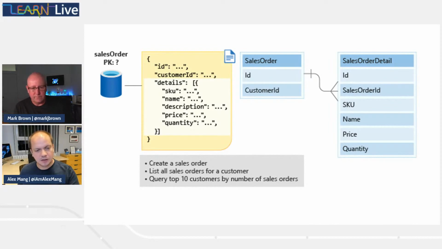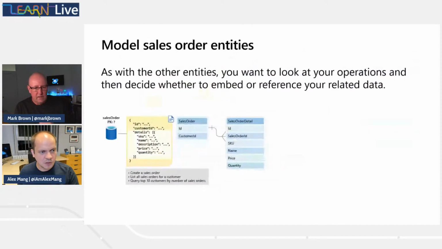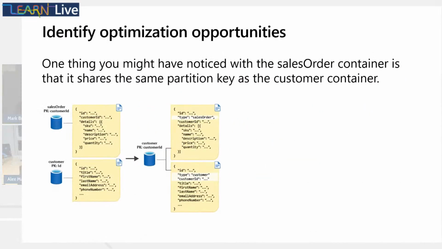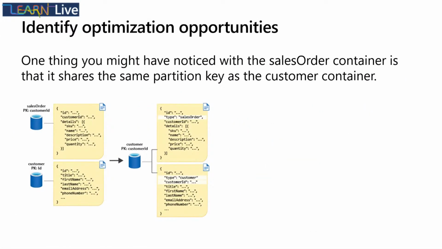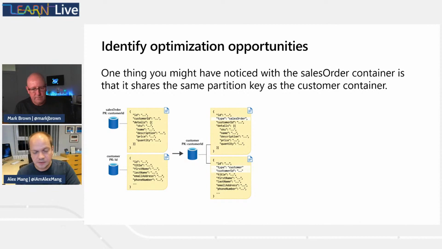So let's take another look at where you can make some further optimizations. And one of them, in all fairness, is something you might also have noticed, Mark: the sales order container shares the same partition key as the customer container. Right? Yep. So the customer container has a partition key of ID, and the sales order has a partition key of customer ID, but it's the same data.